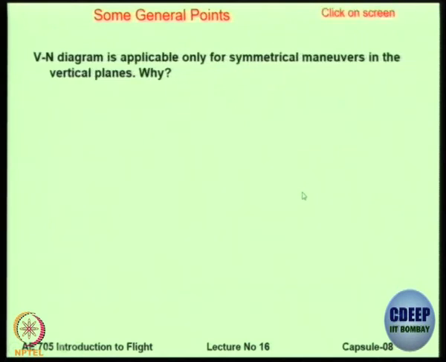So, let us see some general points. First point is that when we talk about the Venn diagram, we are only looking at symmetrical maneuvers in the vertical plane. So, can you name or describe any symmetrical maneuver in the vertical plane that you have heard of?